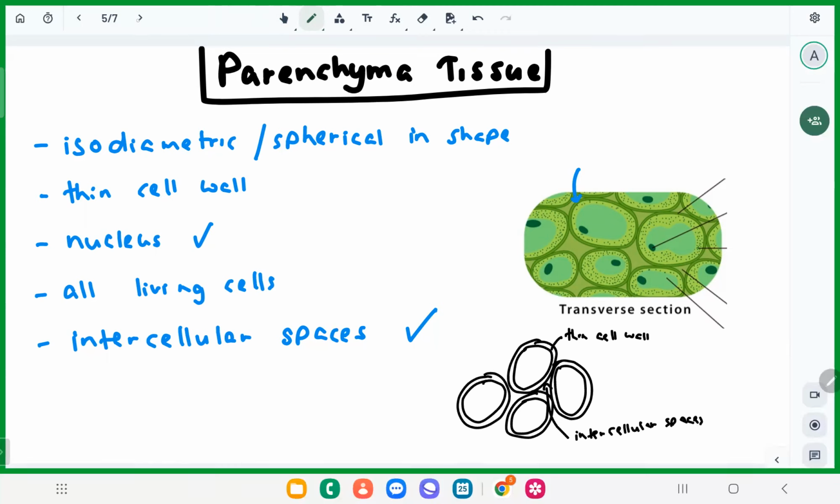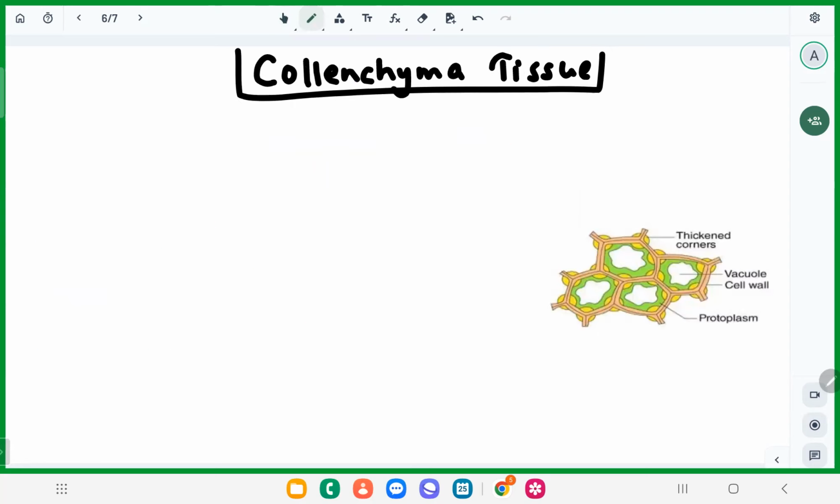And next we are moving on to the second type of simple permanent tissue, which is the collenchyma tissue. Now, again, I want you all to note how if you look at the collenchyma tissue, in this particular diagram, you see 4 cells, right? And all of these 4 cells are the same type of cell. And that is why we call this a simple permanent tissue. All right. So let's focus on the features of this collenchyma tissue.